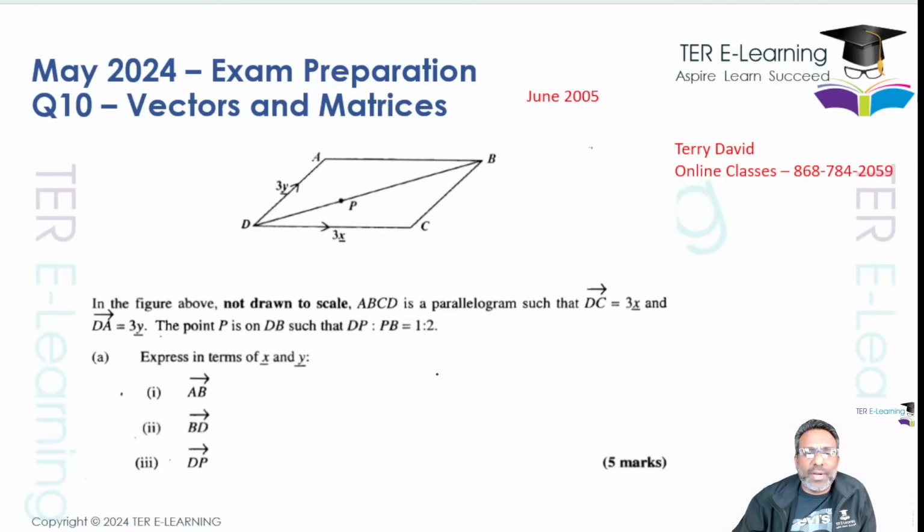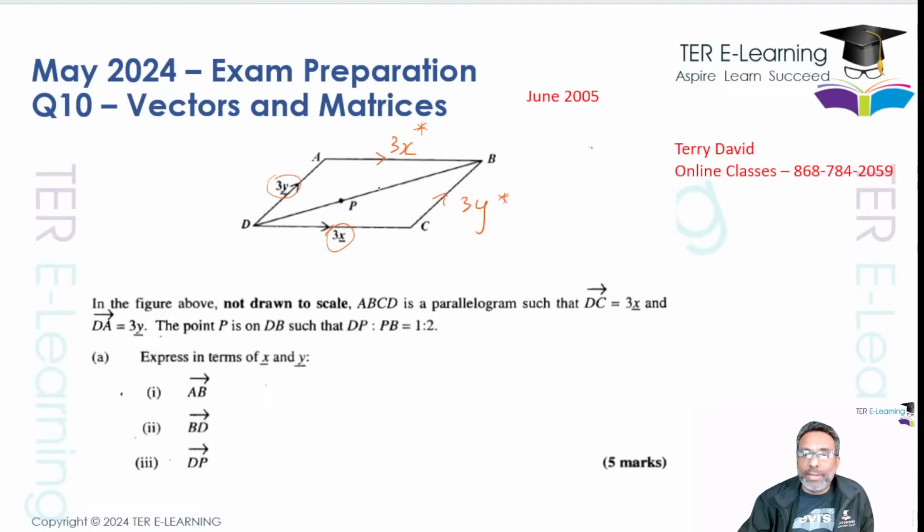We have a figure here, not drawn to scale, but it shows a parallelogram, and they're given some vectors here. We have DC is 3x and DA is 3y. Whenever CSEC gives us a parallelogram, I want you all to write in what some of these vectors are one time. So this here has to be 3x, and this here has to be 3y, because it's a parallelogram, so certain vectors are going to be similar. If this is 3y, then this has to be 3y. If this is 3x, then this has to be 3x.